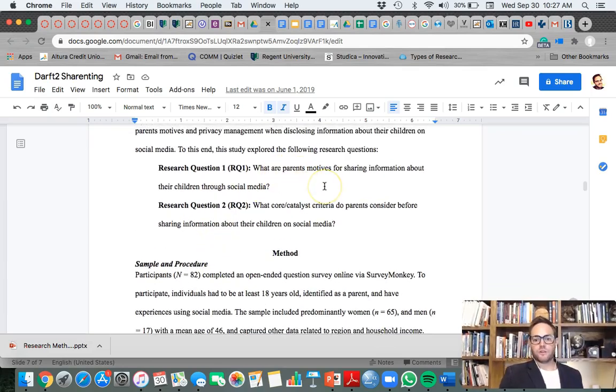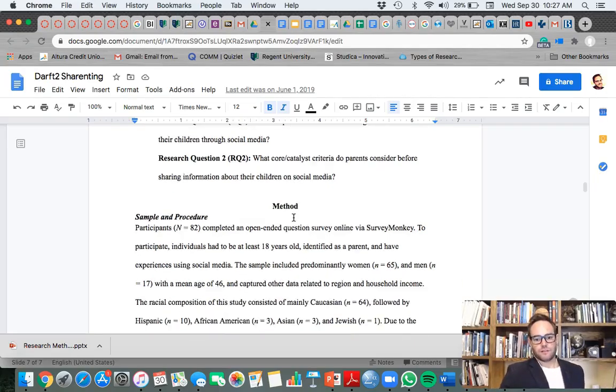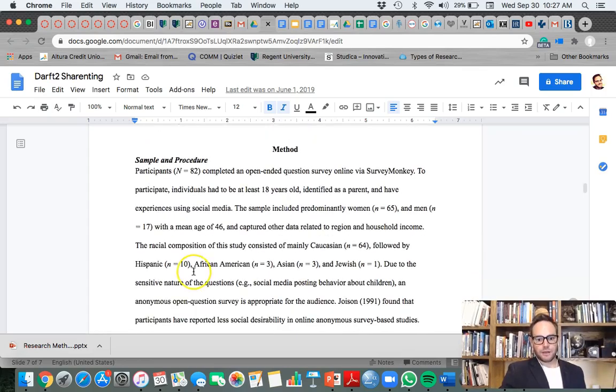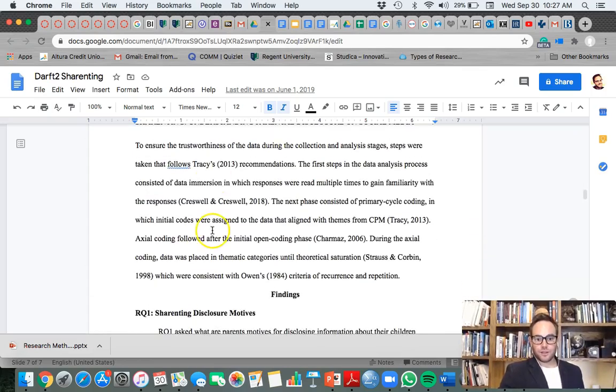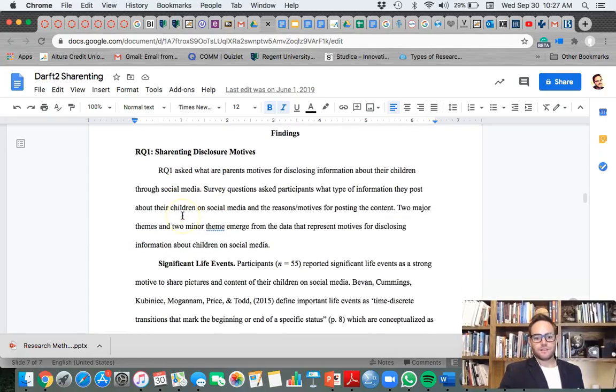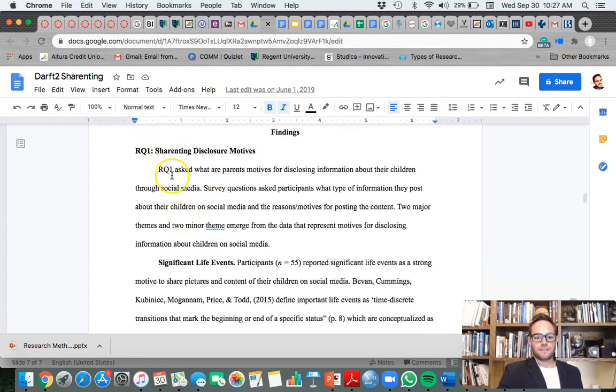What are parents' motives for sharing information about their children through social media? And then research question 2: what core or catalyst criteria do parents consider before sharing that information on social media? So again, what are the motivations? And then what type of criteria do parents consider before sharing information? And so I talk about my methods, how I coded the data, and then my findings. I structured the findings as they relate to the research questions.